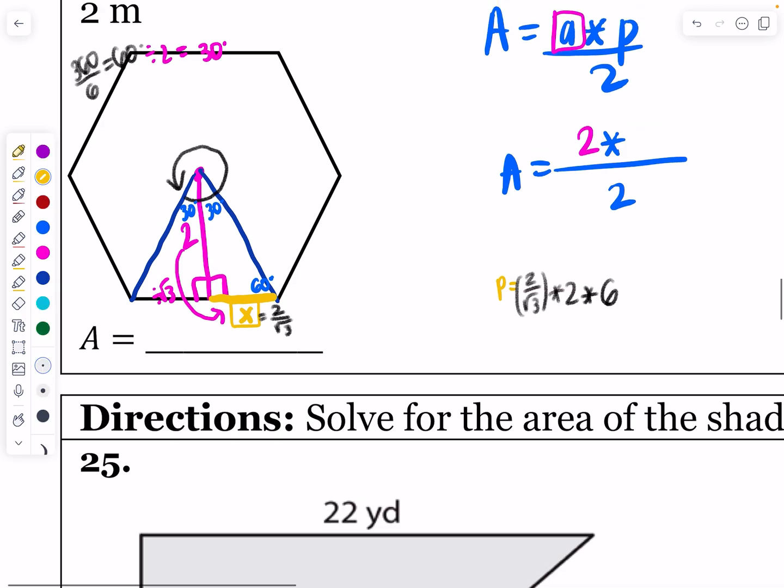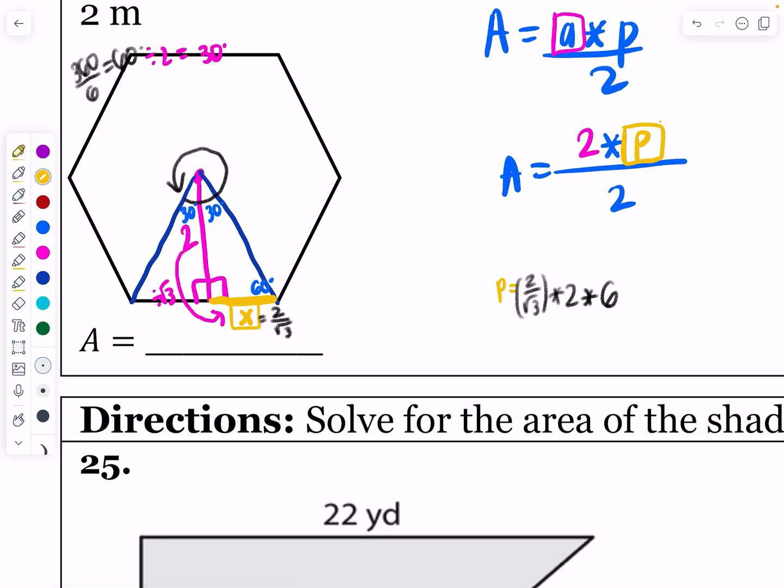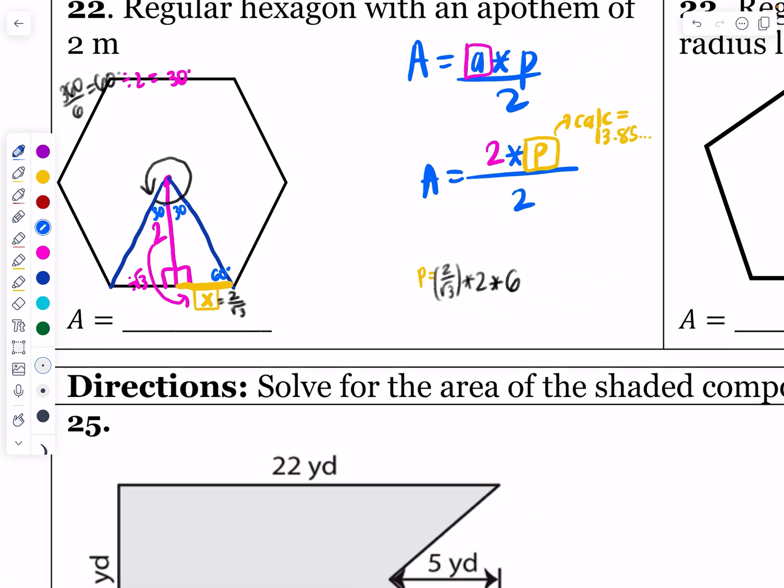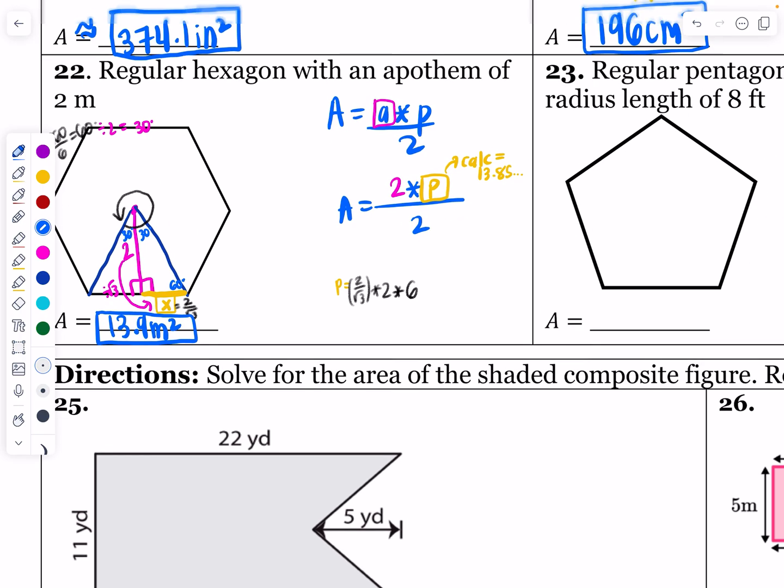So what I'm going to do is in my formula, I'm just going to write P. In my calculator, I know that that is equal to 13.856. Going and going. We're going to take that number, multiply it by 2, and then we'll ultimately end up dividing it by 2. And so that is going to give me an area, when you round it, of 13.9 meters squared. So we round at the very, very, very end. So that one was a little bit harder simply because we had to store some of that in our calculator.